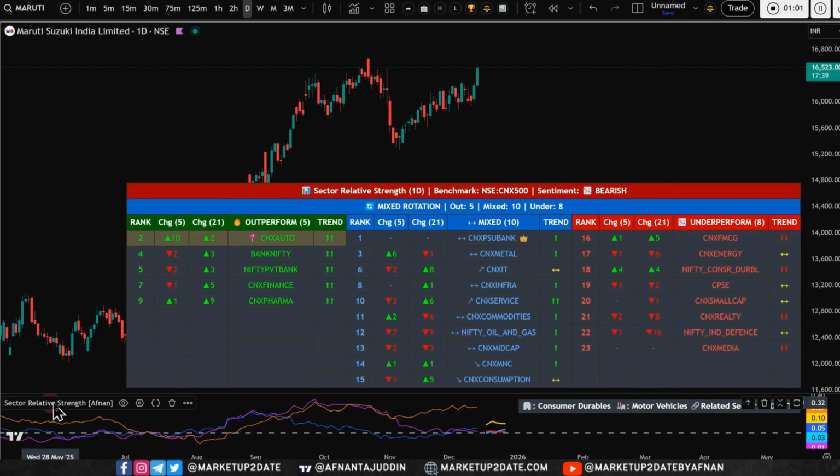This indicator solves that problem instantly. It's called Sector Relative Strength by Afnan, and it is the only tool on TradingView that shows complete sector rotation.